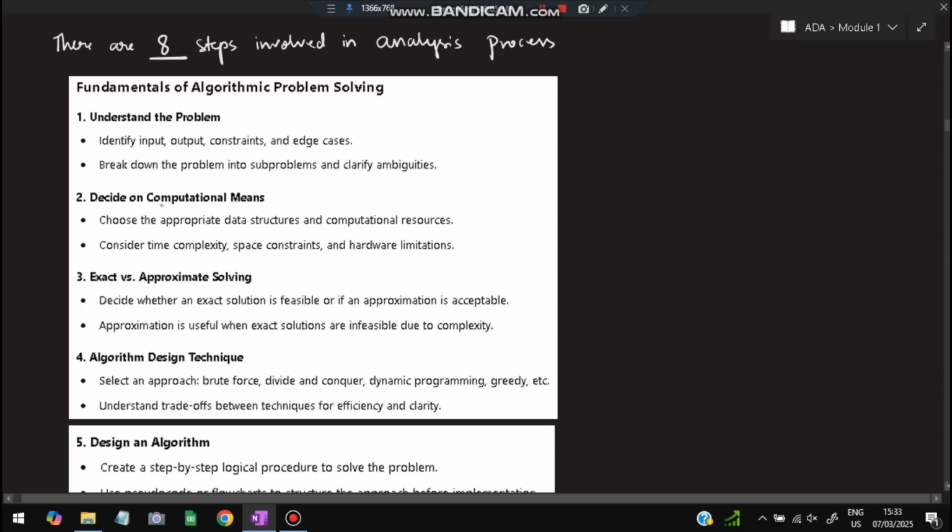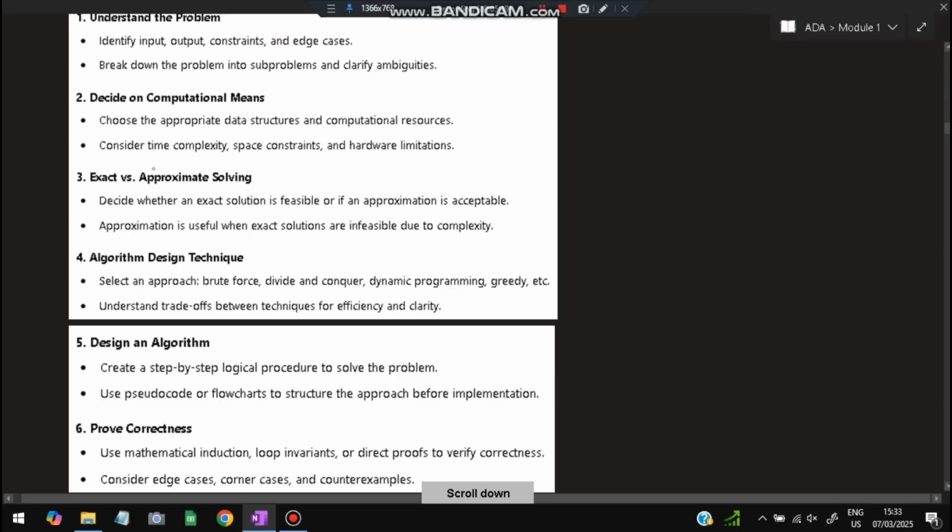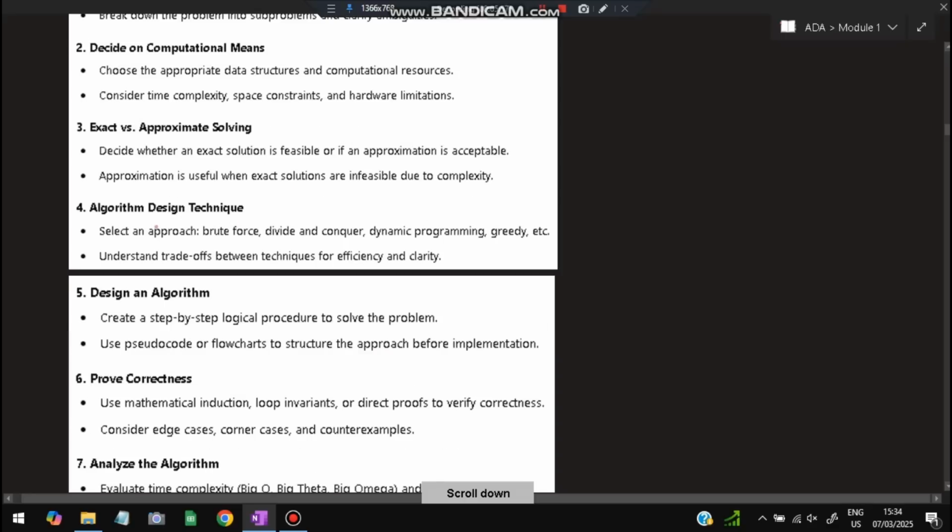Next is decide on computational means: which data structure and computational resources you are going to use. Exact versus approximate solving: whether you want an exact solution or an approximate solution, that you will decide. Then you will decide the algorithmic technique, which algorithm you are using: brute force, divide and conquer, dynamic programming, greedy. These we will discuss in the upcoming modules.